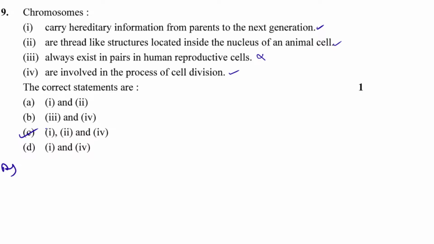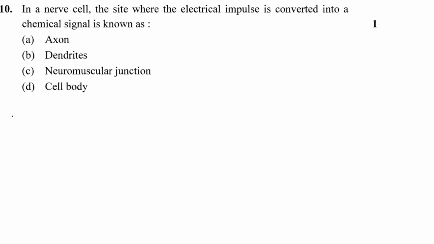10th question. So what is the 10th question? In a nerve cell, where the electric impulse is converted into chemical signal is known as? The answer is neuromuscular junction, and it is also called synapse.